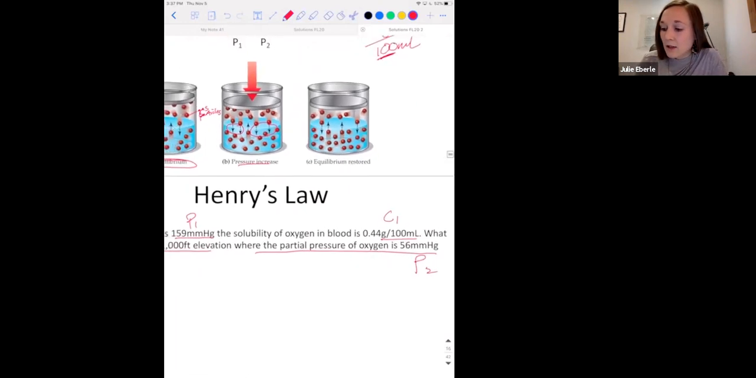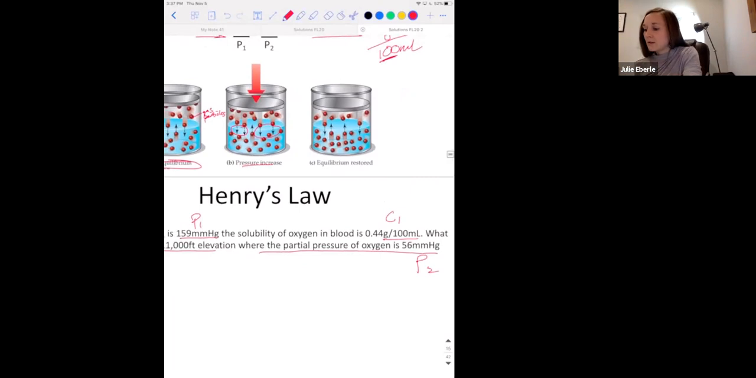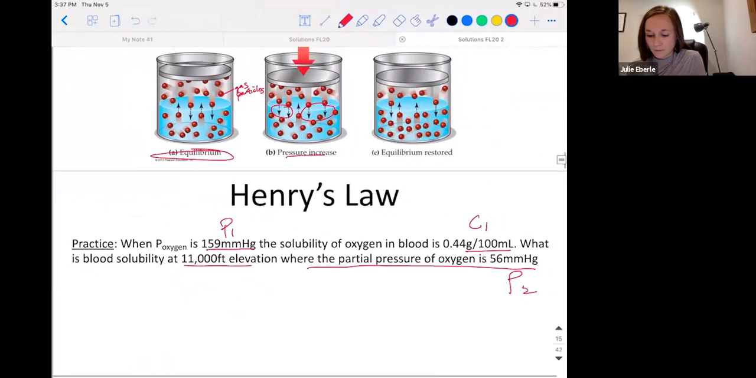So again, I like to go in and label these problems. I'm going to turn my screen sideways. I bet y'all could see it all at once. See it better.